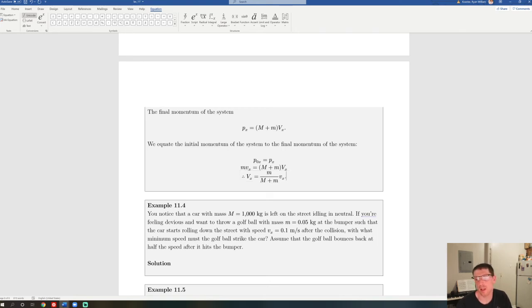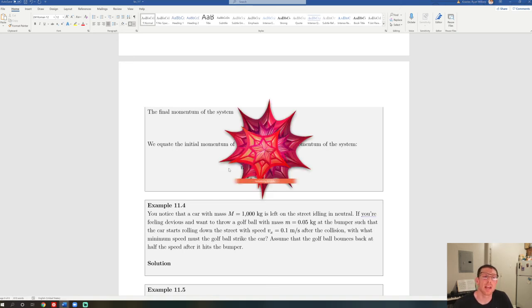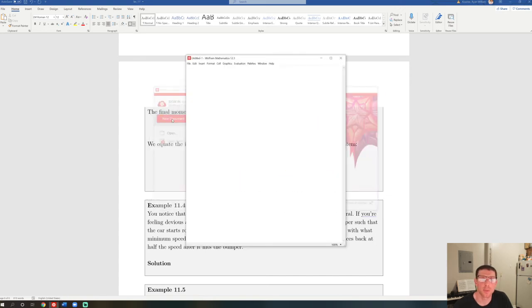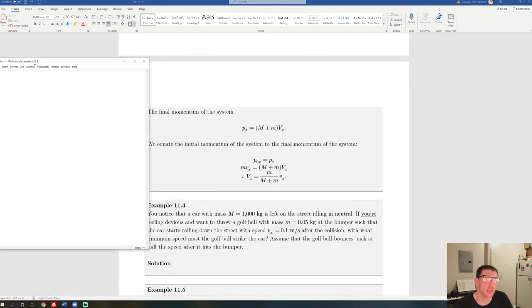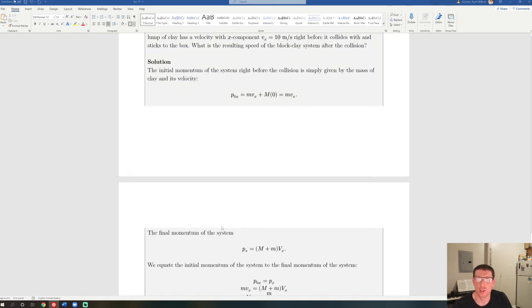Now, I didn't do this in my notes, but I think I will calculate the number here, because we expect from our everyday experience that the box is much more massive than the clay, and so we would expect that their combined or shared speed would be lower than that of the clay.